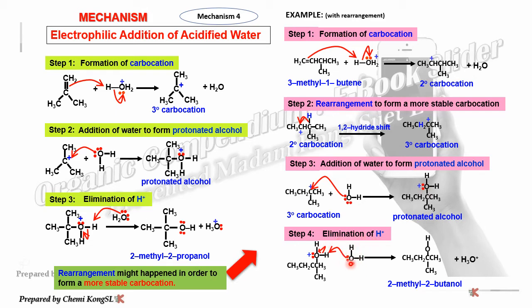Deprotonation happens to remove the H+, and then the bond breaking between the O and H, with the electrons pointed to the oxygen. Now it forms the alcohol, and H3O+ is regenerated.